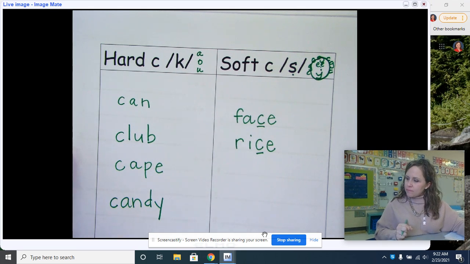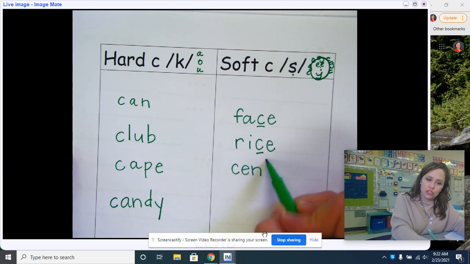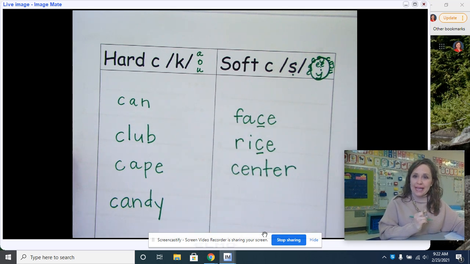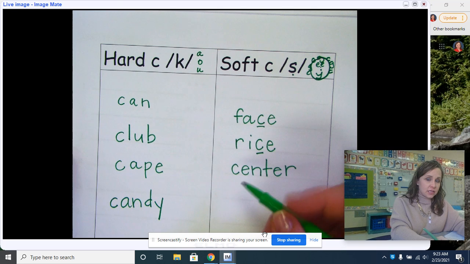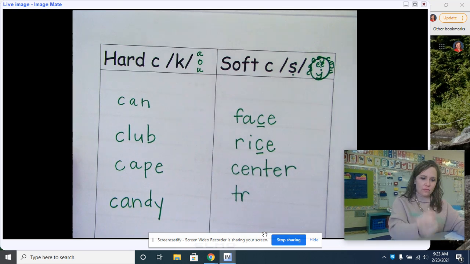All right. Center. The center of the road or the center of the room. Center. And then we'll do one more. Trace. I had a little boy in my class named Trace, but this is going to be the lowercase version, like you trace around something.